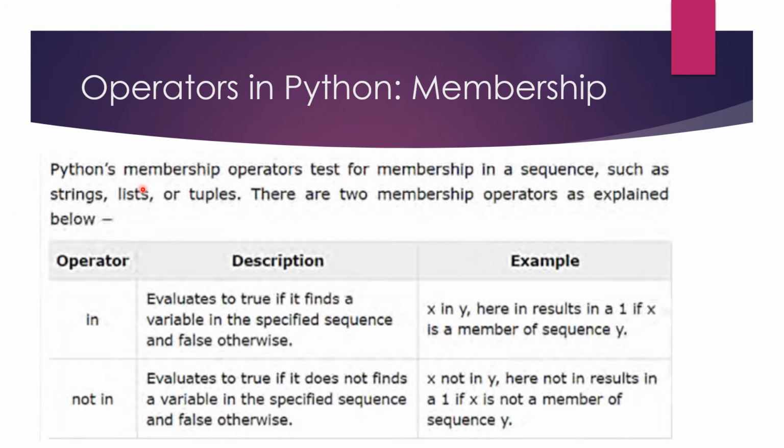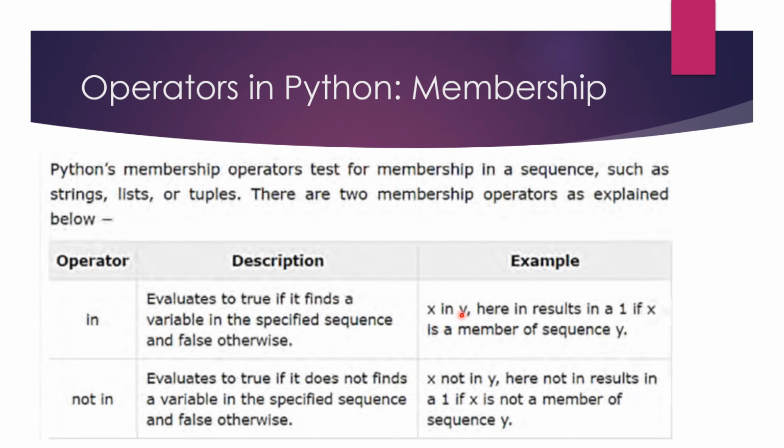Here are operators in Python: membership operators. Python membership operators test for membership in a sequence such as a string, list, or tuple. There are two membership operators as explained below: in and not in. If you use in, it evaluates to true if it finds the variable in the specified sequence, and false otherwise. If it is in the specified sequence, it will give true, otherwise it will give false.